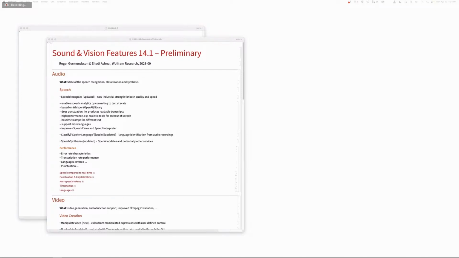Hi everyone, we're here for another Wolfram Language Design Review. This one is about sound and vision.